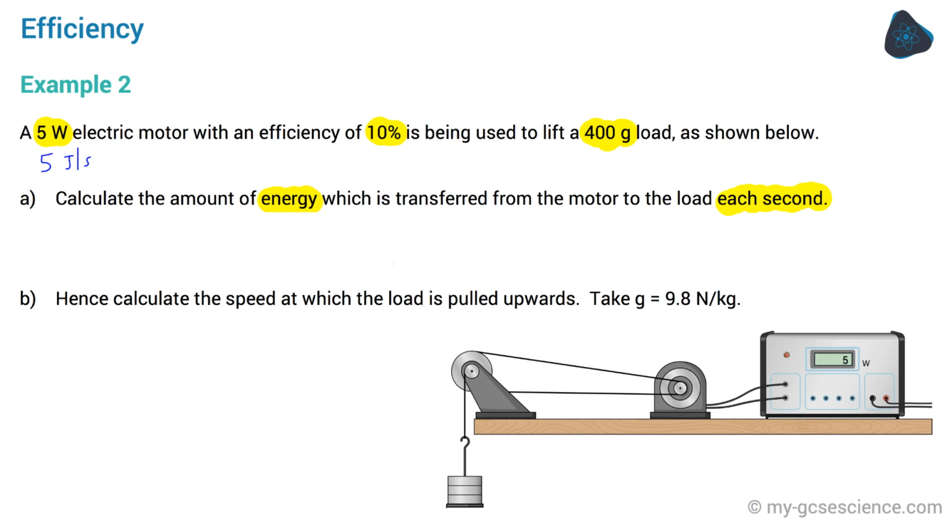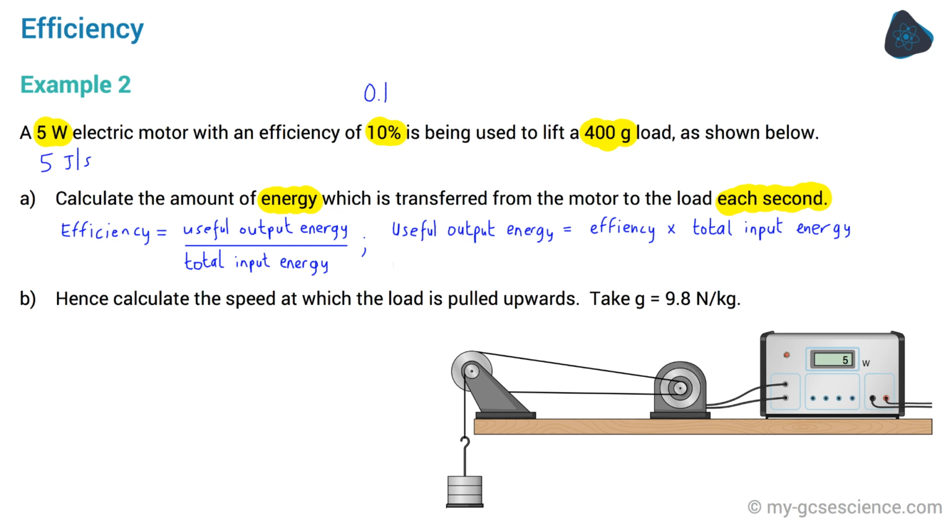Of this, only 10%, or 0.1 as a decimal, is transferred usefully to the load. You might see right away that that means that 0.5 joules of energy is transferred to the load every second, but if you did want to do things by the book, you would start by writing down the efficiency equation, then rearranging to make the useful output energy the subject, and subbing in our values, that becomes 0.1 as a decimal, times 5, to give our answer of 0.5 joules every second.